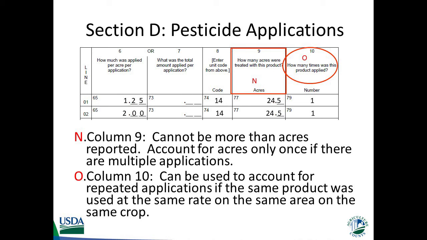If it is part of a tank mix that you are saying has multiple applications, then the number of applications reported in column 10 must be identical for every chemical in the tank mix. It is not possible in a tank mix to say that one chemical was applied once and a second chemical was applied twice.